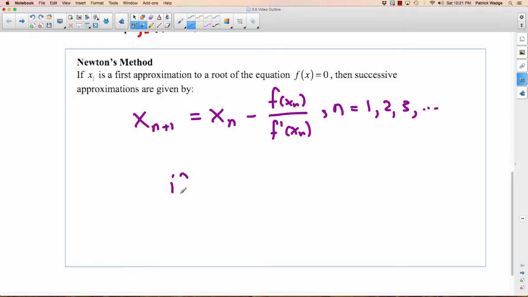And by the way, this is only true if f prime of xn does not equal 0, of course, because then you would have a denominator that's equal to 0. So this looks pretty complicated. It's actually not that bad at all. This is the part you're going to focus on right here.